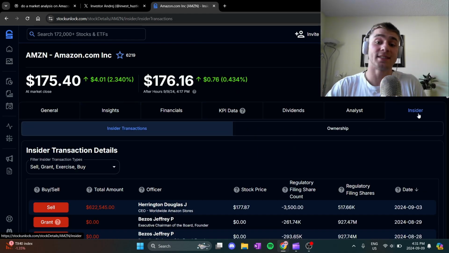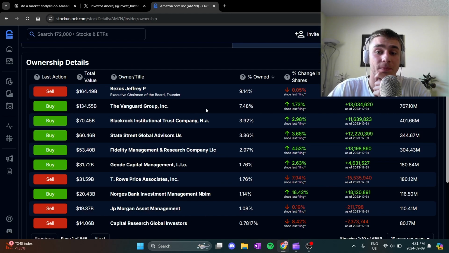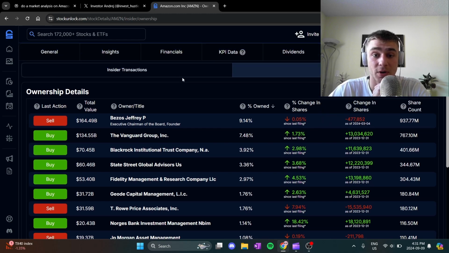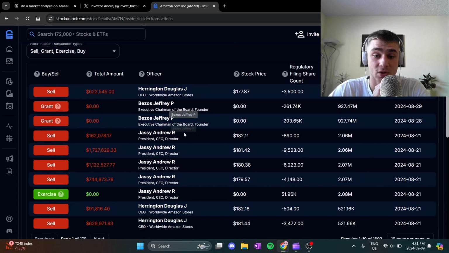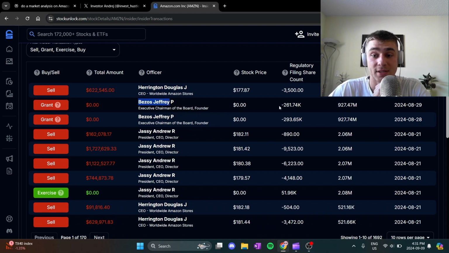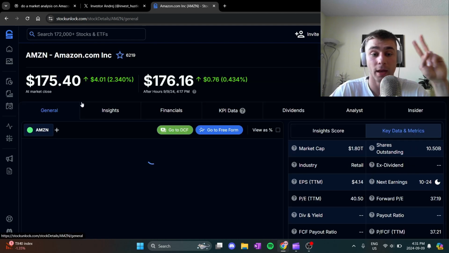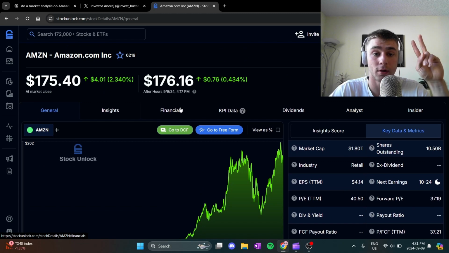And straight to the insider selling. We can see the ownership, which institutions own this and who the major holders in the company are. We can still see that Jeff Bezos holds 9% of the company. But if you look at the insider transactions, we can see that Jeff Bezos has been selling hundreds of thousands of shares. And two more things I really want to point out for Stock Unlock.